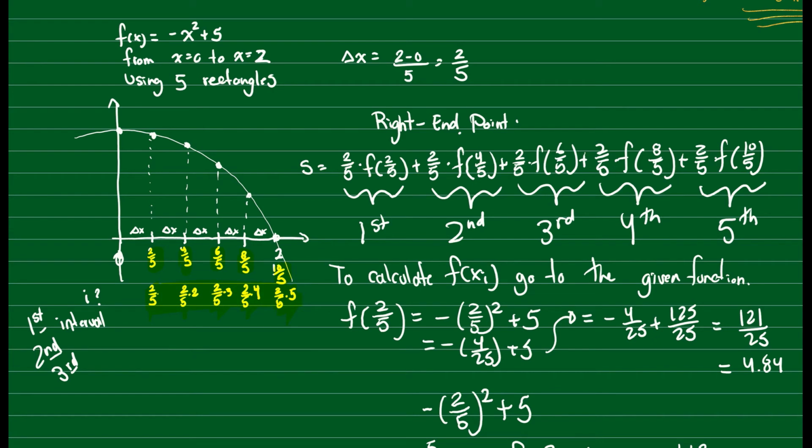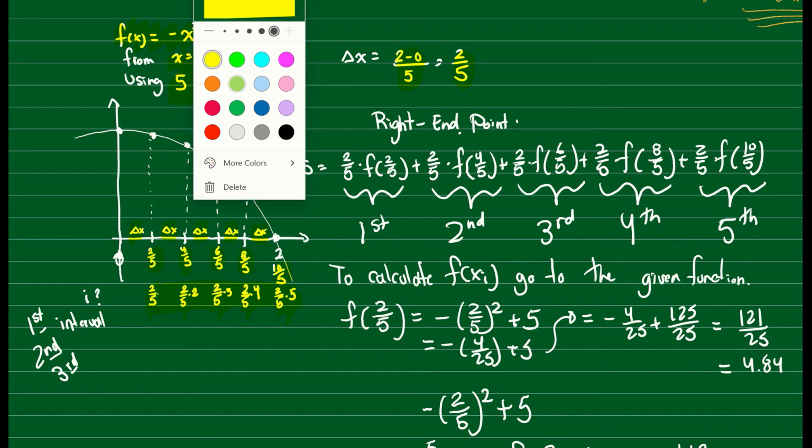So again, this is the problem. We have our function given negative x squared plus 5. We want to go from x equals 0 to x equals 2, and we only want to use 5 rectangles, right? And the very first thing ever, always go ahead and find your delta x. What is going to be the width of each rectangle? Well, remember, it was going to be b minus a over n. In this case, my b is 2, minus 0, over 5, which is 2/5. So now I know the value of all my delta x's. The value of all my delta x's is 2/5.